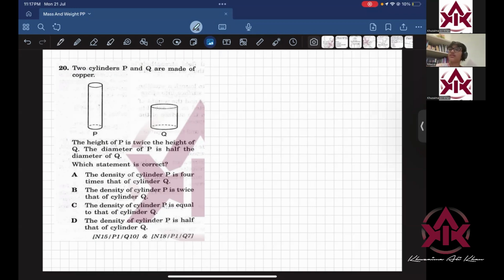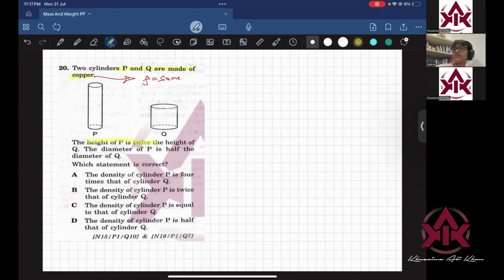So let's read the question. What is the question saying here? You have two measuring cylinders P and Q. They both are made up of copper, right? So if they are both made up of copper, their density is going to be the same, right? The density of a single material is the same, right? So what else is given to us?